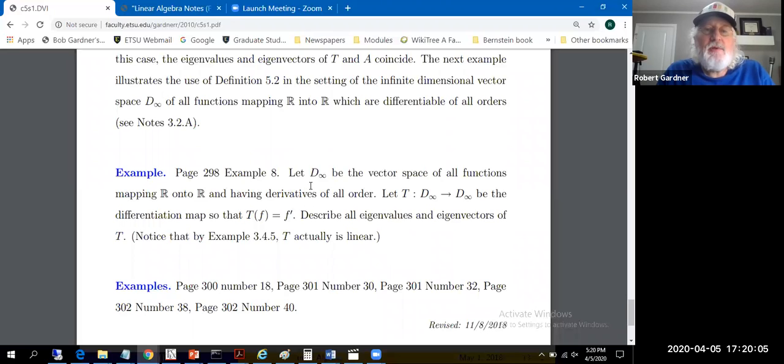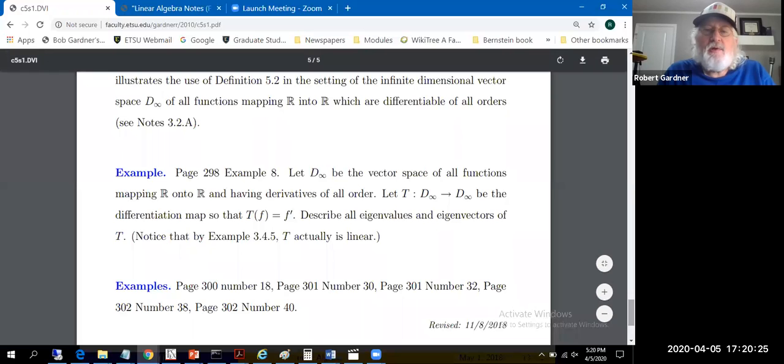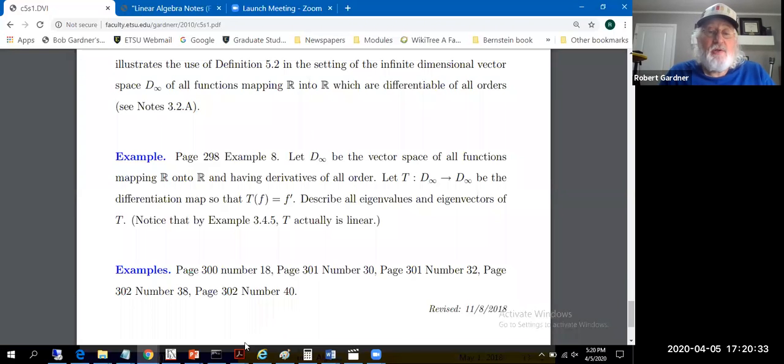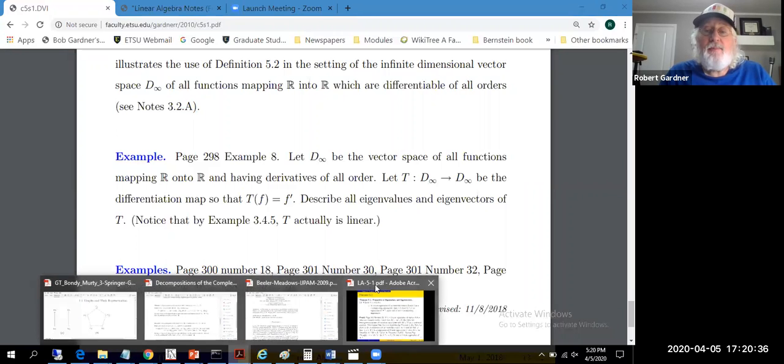Example 8 says, let D infinity be that vector space. Let T, mapping D infinity to D infinity, be the differentiation map. That is, the transformation takes a function to its derivative. Find all eigenvalues and all eigenvectors. All right, now this we can't address in terms of matrices. We'll do some examples in a second where we can. This we've got to just go to the definition. So let's look at example 8.